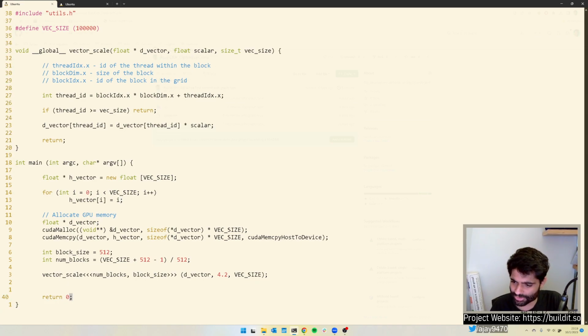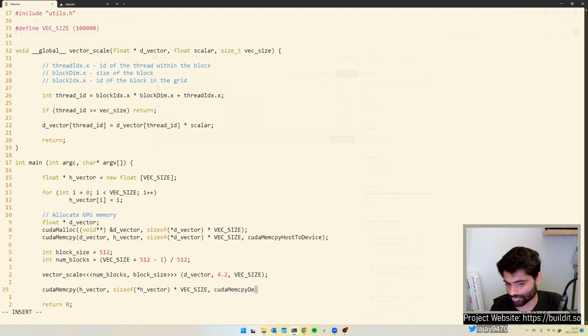What I'm also going to do is copy the data back so we can read it from the host. And that's done the same way. So you say h_vector, size of h_vector multiplied by vec_size, cudaMemcpy device to host this time.